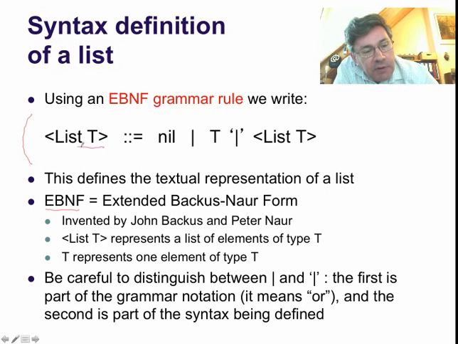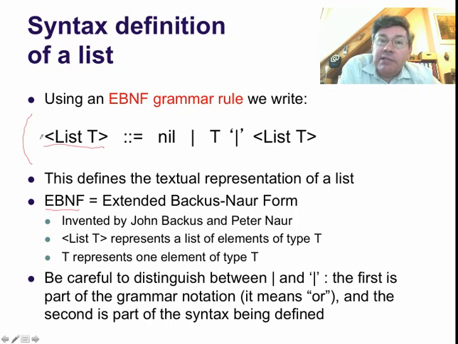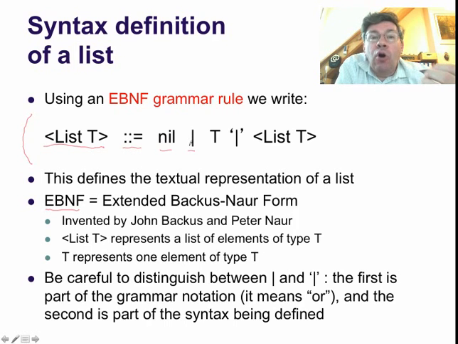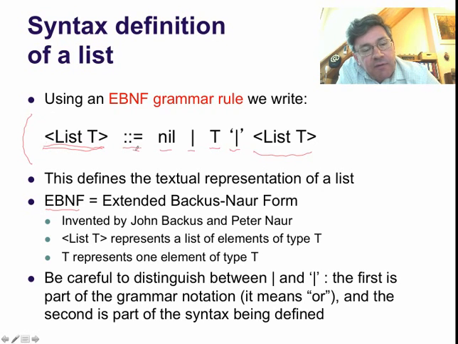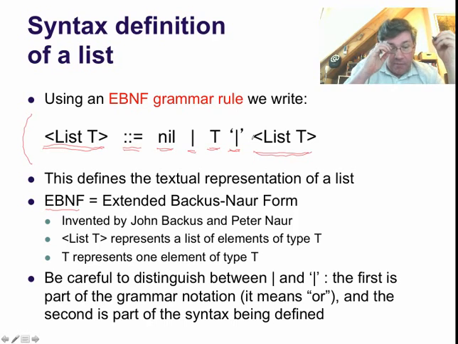So in this rule, list T represents a list of elements of type T. ::= means is defined as. Nil is part of the syntax we want to define. Vertical bar means or. T means an element of type T. A vertical bar in quotes means a vertical bar in the syntax we're defining. And here we again have list T. So this says a list of type T is defined as either nil, N-I-L, or an element of type T followed by a vertical bar followed by another list of type T.